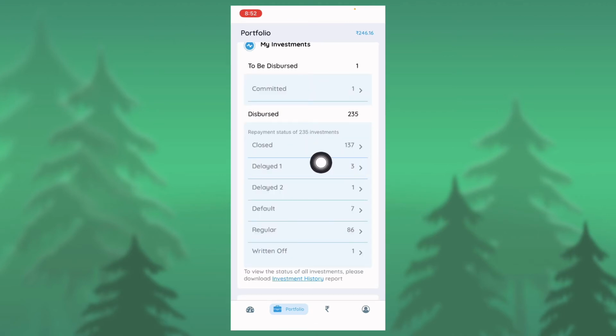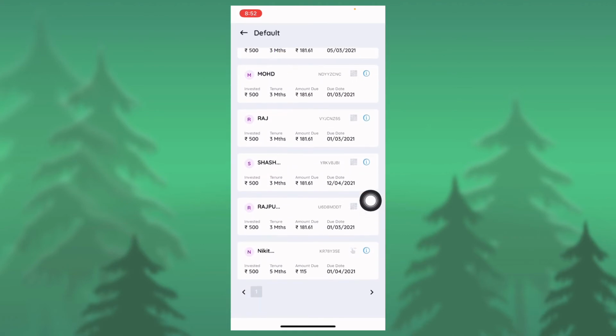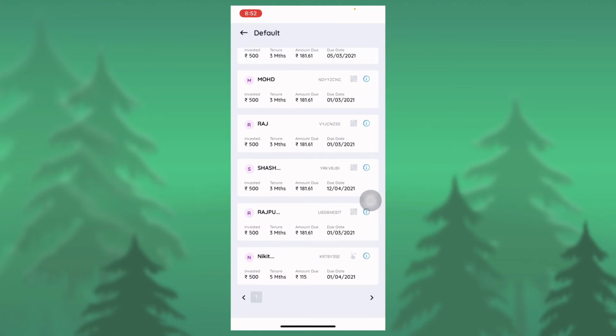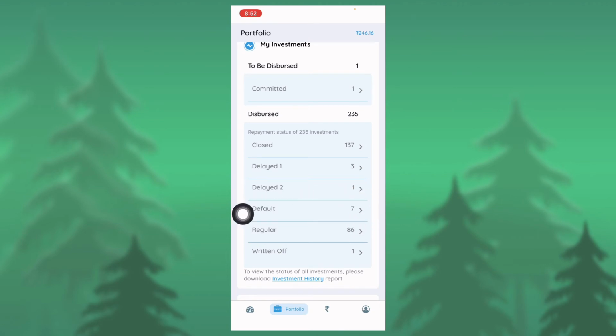My cause of concern here is this particular section called default. There are 7 loans in this section that have defaulted, and most probably all of these 7 will move on to the written off section in the month of August. If that happens, I will be losing around 2,200 rupees from the principal that I have invested. So that is a big chunk to lose, you know.